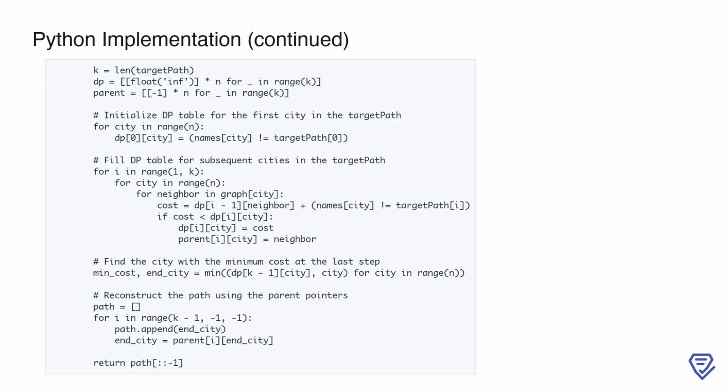After building the dp table, we determine the city with the minimum cost at the end of the target path and backtrack using the parent array to reconstruct the path. Starting from the last city, we append each city to the path and follow the parent pointers in reverse order until we reach the start. Finally, we return the path in the correct order by reversing it.